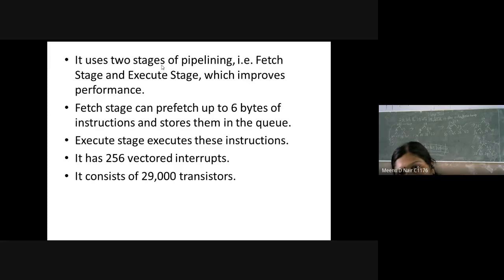Then next one is pipelining. Pipelining has two stages: the fetch stage and the execute stage. In the fetch stage, it will pre-fetch 6 bytes of instructions from the memory. That is the advantage of 8086. In the execute stage, the instructions stored in the registers are executed. Then, on interrupts, there are totally 256 vectored interrupts in the 8086 processor, and there are 29,000 transistors in the 8086 processor.